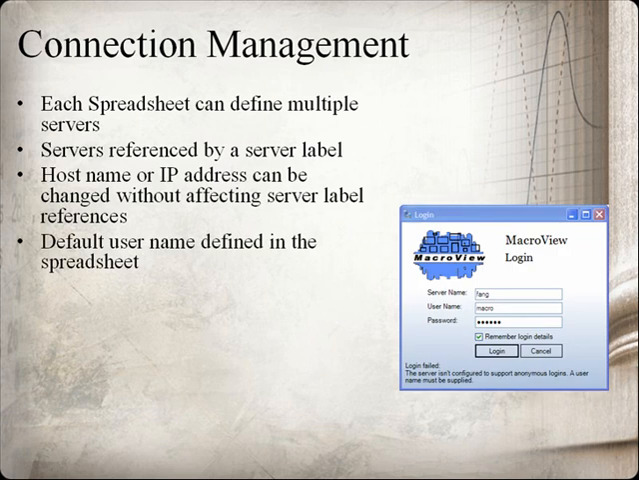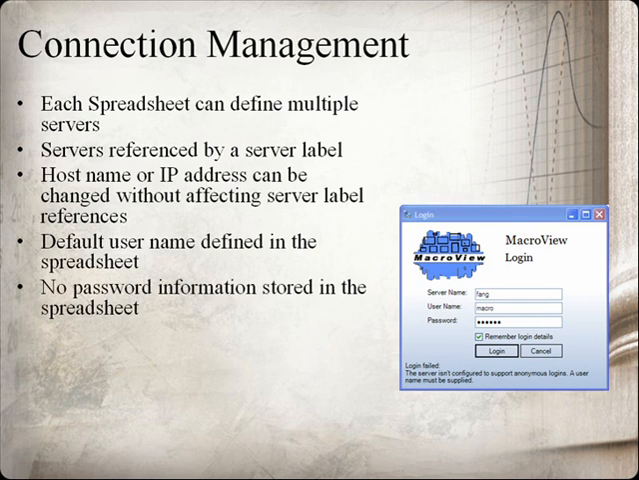The default username for each connection is defined within the spreadsheet, so you only have to define that once. And additionally, the password is not defined in the spreadsheet, but it will store it on the computer in isolated storage, encrypted, so it's all secure. So as long as you're on the same computer, the same user, you only have to specify your password once, and it will go through and do it all for you afterwards for each connection, obviously.